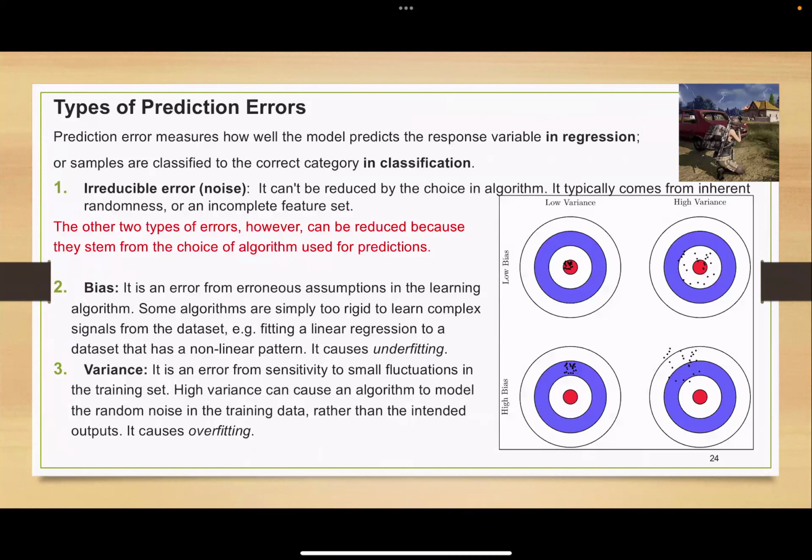So let's say you are playing some shooting game. Okay, there are some targets here. Usually you want to have a high score, which means low variance and low bias. So all your shots will hit the target here, right? This is the perfect situation.